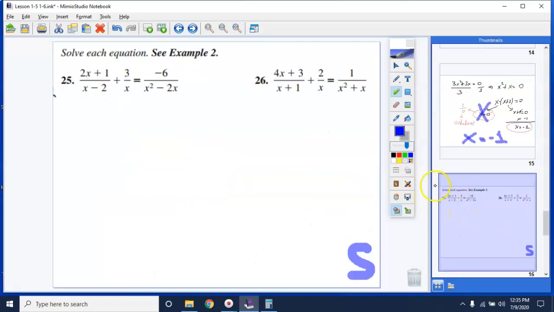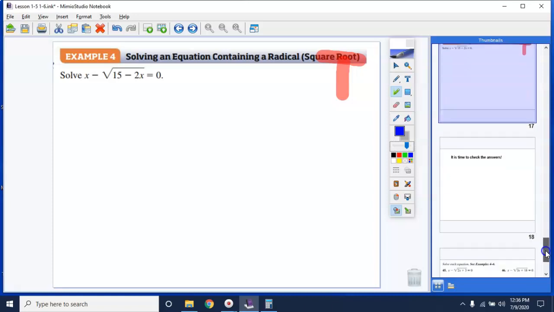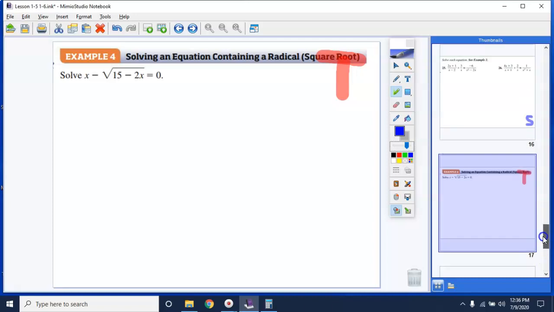So I want you to pause the video and have a try to solve one of them, everyone. So we are done with the first part of this lesson. I'm done with rational equations. Lastly, I'm going to show you how to solve radical equations.